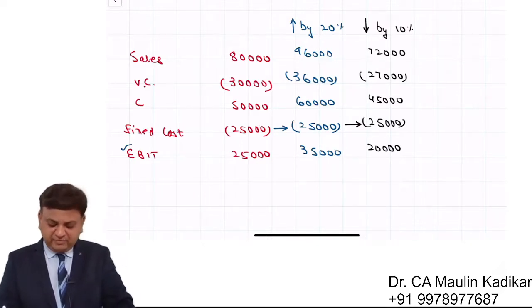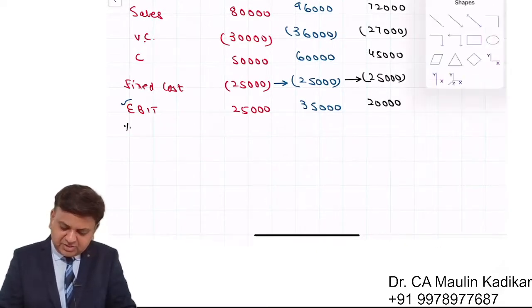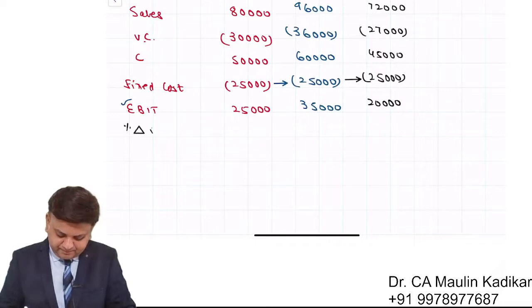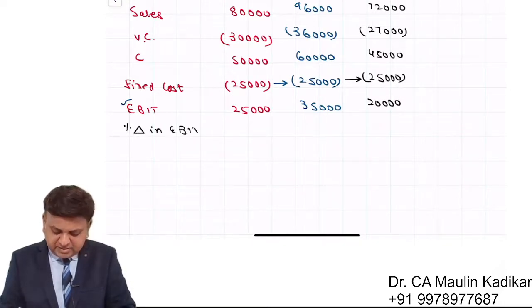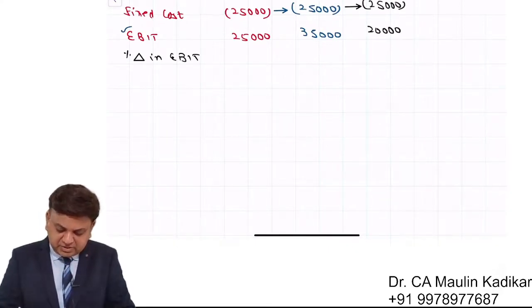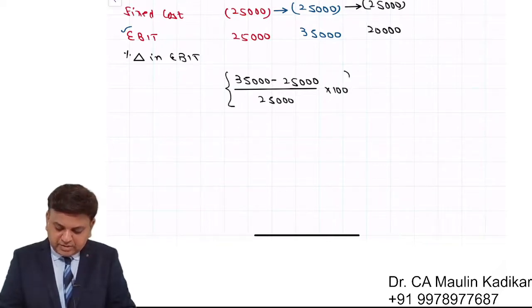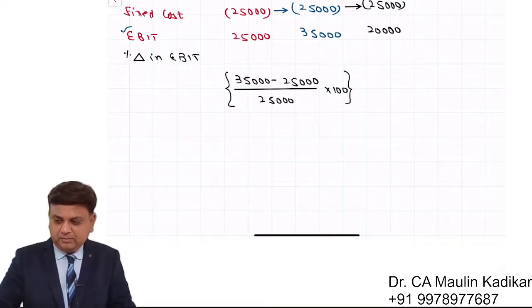One more question is there from everyone. What is the percentage change in operating income? With the change in the revenue, what is the percentage change in operating income? In the first case, it is 35,000 from 25,000. So there is an increase of 10,000 upon 25,000 into 100. So 10 upon 25 into 100, that comes to 40 percent.